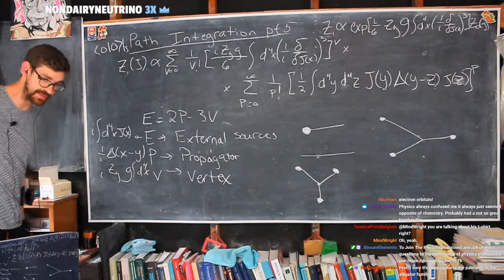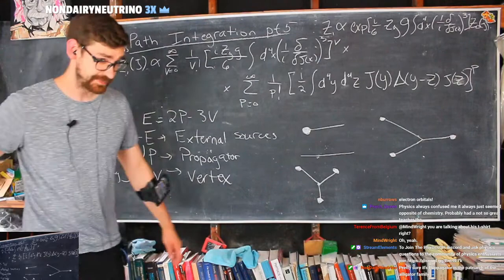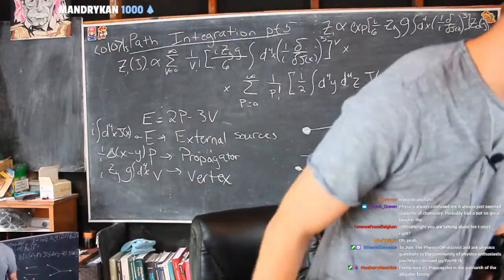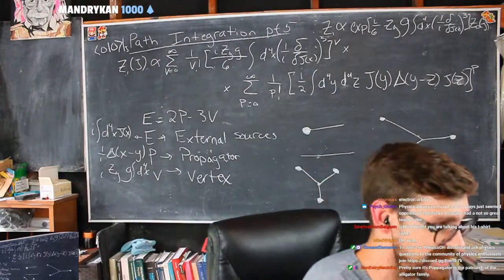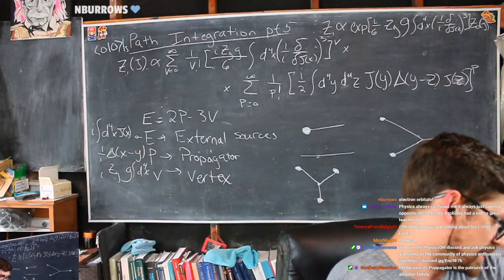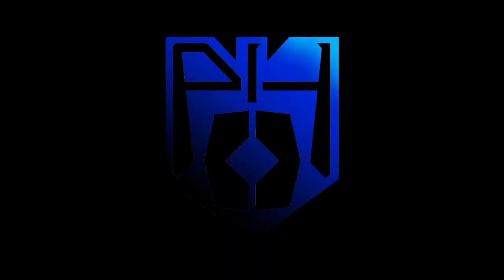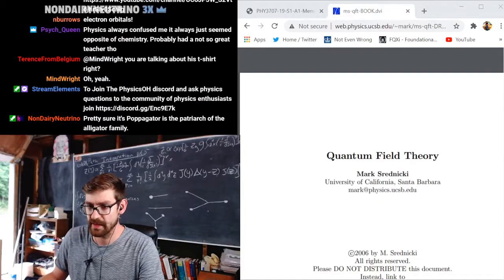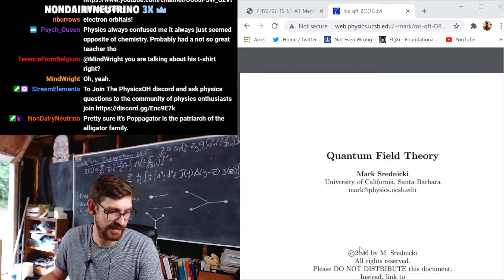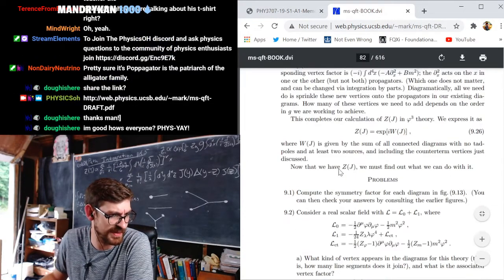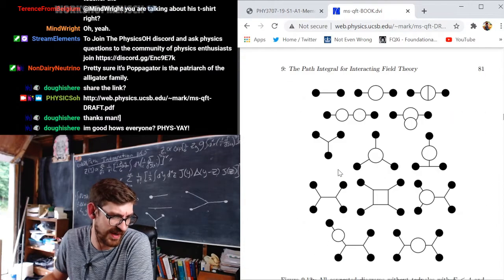So let's see some Feynman diagrams. These are directly from Srednicki. So we can take a look at these Feynman diagrams. This is from the text that's available online. And let me see here. Let me find this. Okay, so if we look at these Feynman diagrams, there they are.